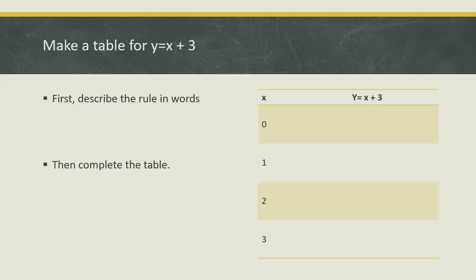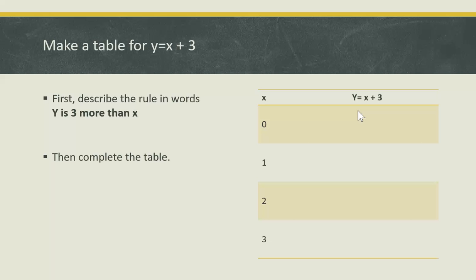Let's make a table for the equation y equals x plus 3. First, let's figure out what that means. X plus 3 means 3 more. So y is 3 more than x, so we can go over and fill in our table. Notice that this table starts by giving us some values for x. That's very common, or sometimes you can pick your own values for x. We need to find y.